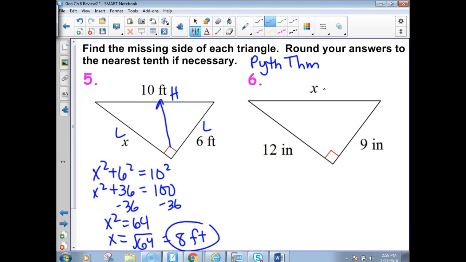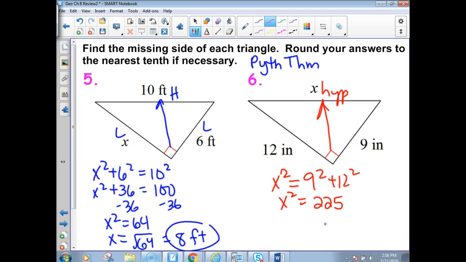The next one is missing its hypotenuse, side opposite the right angle. So that means we have x squared. We're going to say the longest side, the hypotenuse squared, equals 9 squared plus 12 squared. We'll go ahead and find out that 9 squared plus 12 squared is 225. Take the square root, and we get 15 inches for the length of the hypotenuse. Isn't that 225?